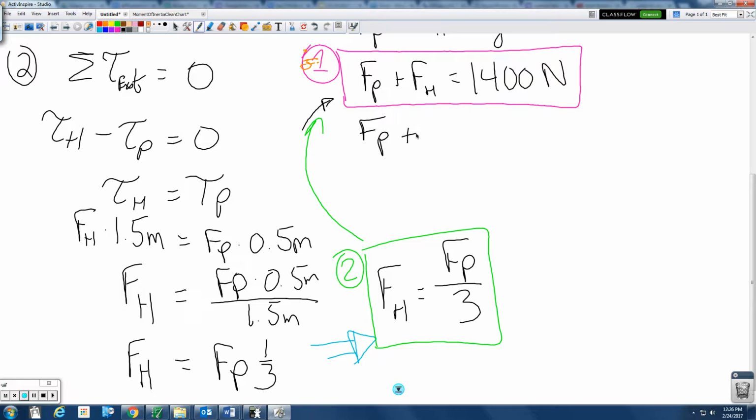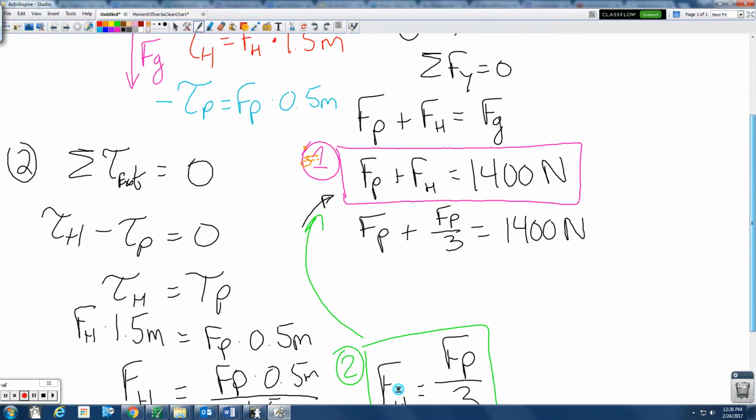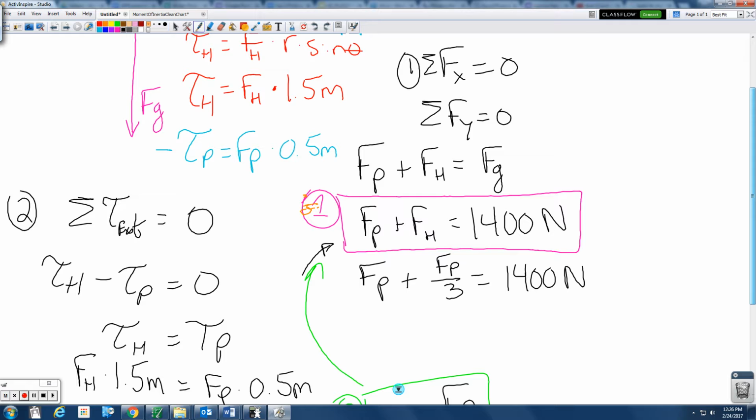Force of Paul plus what we've just found in green in equation 2, Fh is equal to the force of Paul divided by 3. Force of Paul divided by 3. And this all equals 1400 newtons. We got that from our condition 1 of translational equilibrium. So we're saying that the force of Paul plus 1/3 the force of Paul, which should be equal to the force of Henry, will equal the total force of 1400 newtons, which balances out the weight translationally.